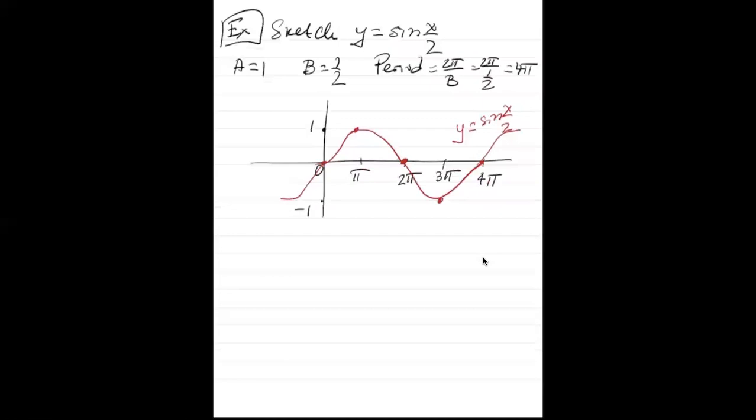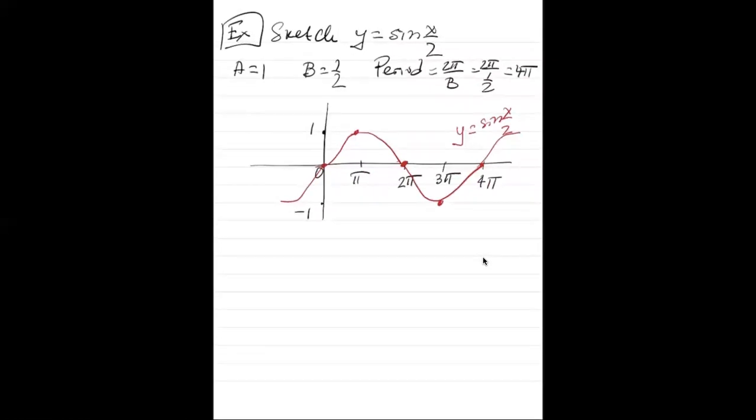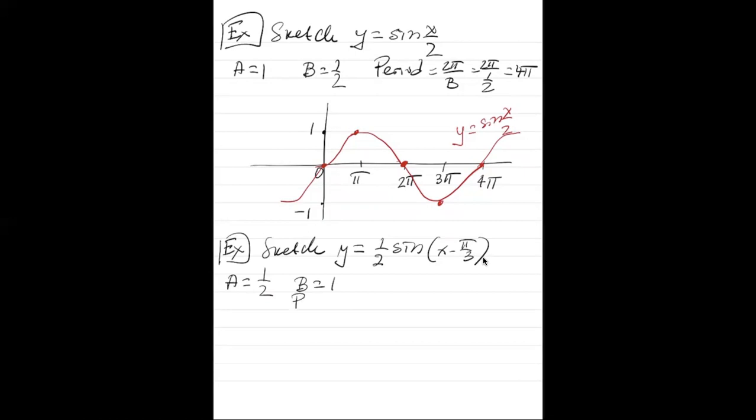Okay, now we're going to see an example with the phase shift. So an example where we have to sketch y equals 1/2 sine of x minus pi over 3. So let's write down what a is. The amplitude is 1/2. b, the number in front of x, is 1, which means the period has not changed. So the period is 2 pi again. But what we have is c. c is pi over 3, so that's the phase shift, and d is 0, of course.